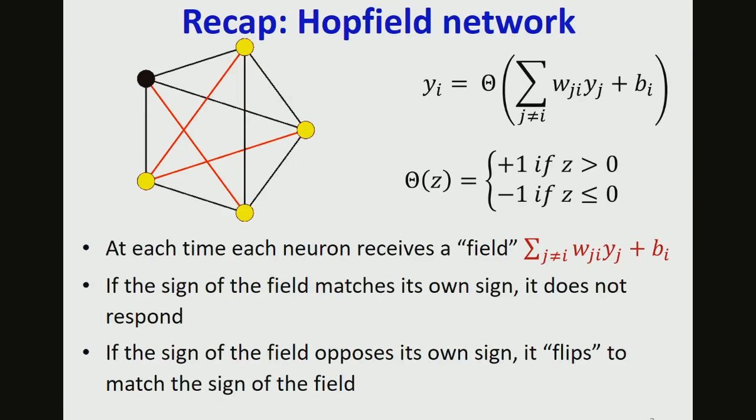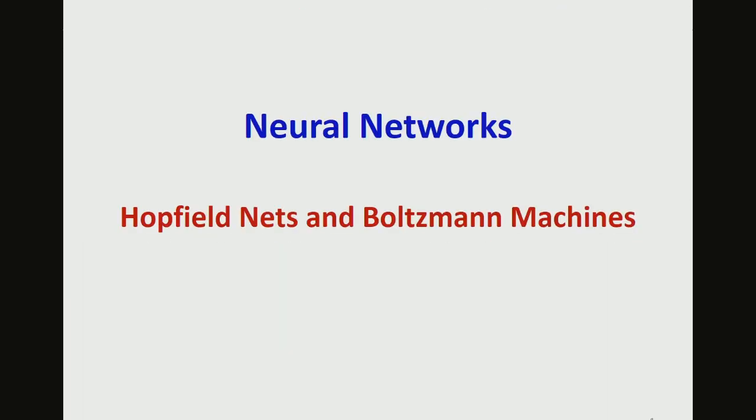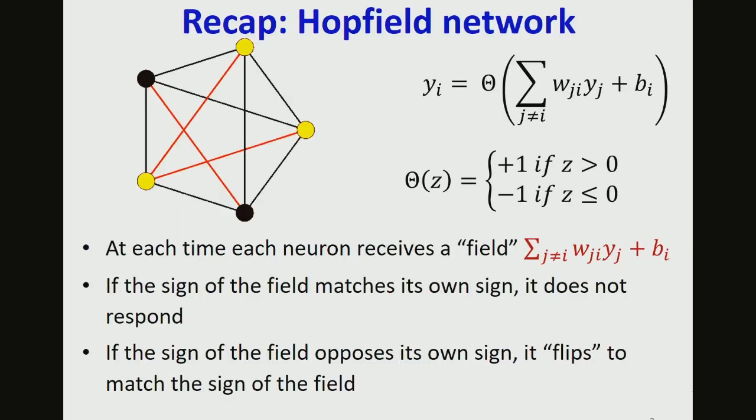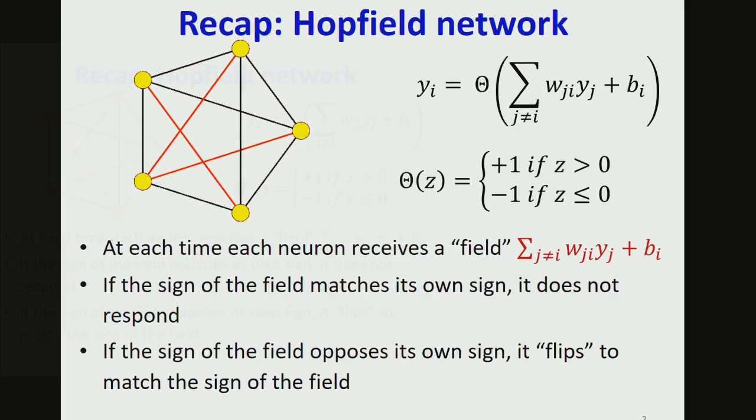All right, so we're going to continue this with the last in the series on Hopfield networks and Boltzmann machines. Here's a quick recap of everything that we've covered so far. A Hopfield network is a loopy network where the connections between neurons are bidirectional. Specifically, we are considering symmetric bidirectional connections in this case, but this is not a requirement.